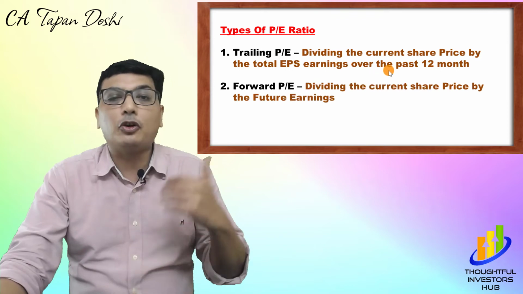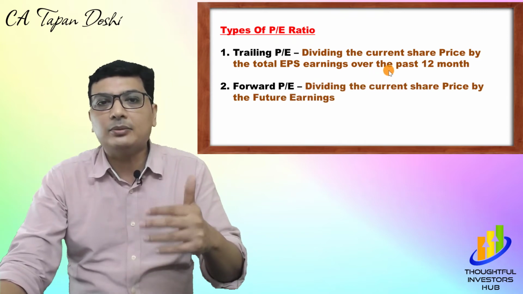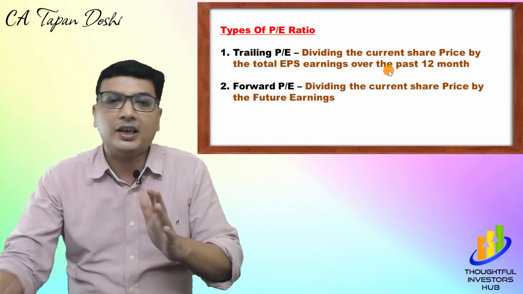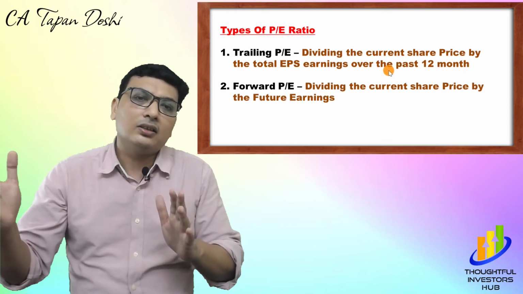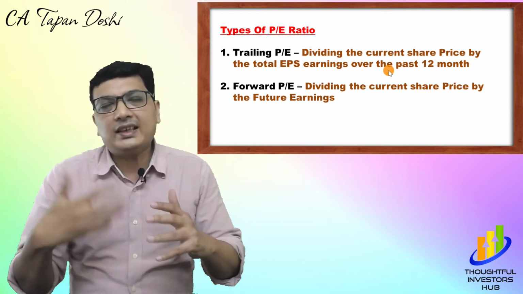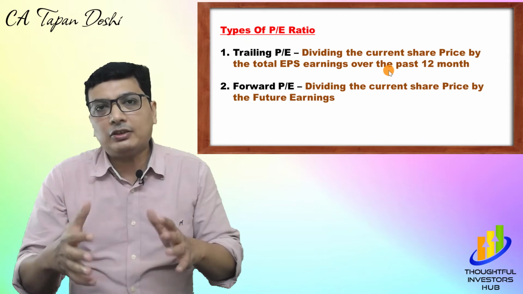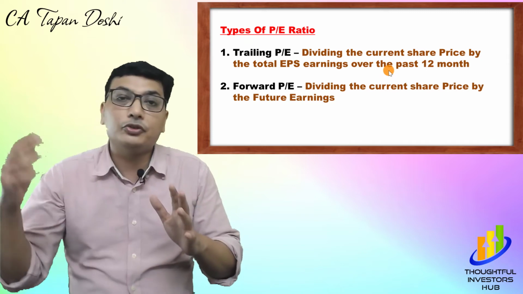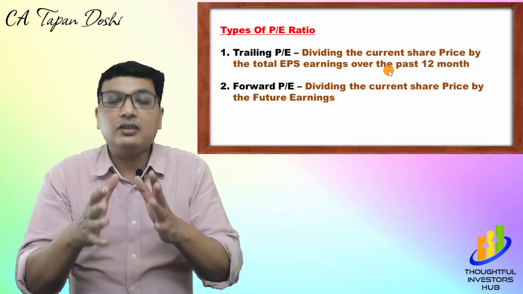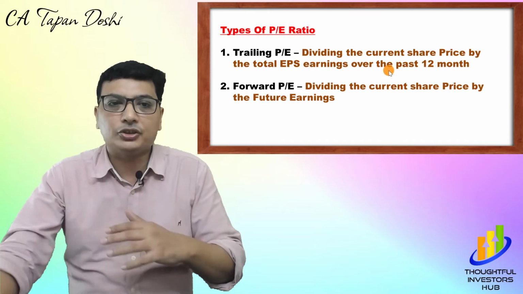Similarly, second is forward P ratio. Forward P ratio is nothing but dividing the current share price by the future earnings. Okay. So normally that is used as a valuation metric, that if you divide the current price by the future earnings, then you get a forward P ratio.